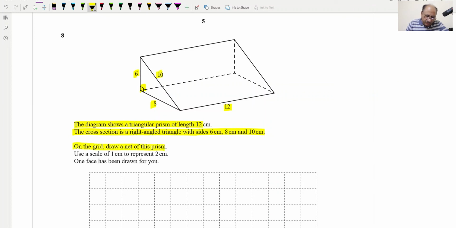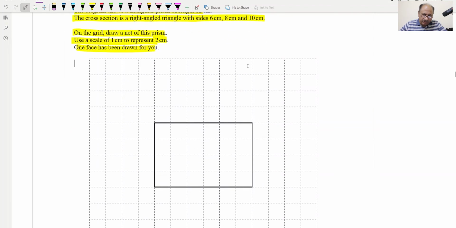On the grid, draw a net of the prism. Net of the prism we have to draw. Use a scale of 1 centimeter to represent 2 centimeters. So 2 centimeters will be equal to 1 length, like this one will be 2 centimeters. One face has been drawn for you. So one face they have already drawn for us, and which is this one, and if we count, how much length is this one. So 1 2 3 4 5.